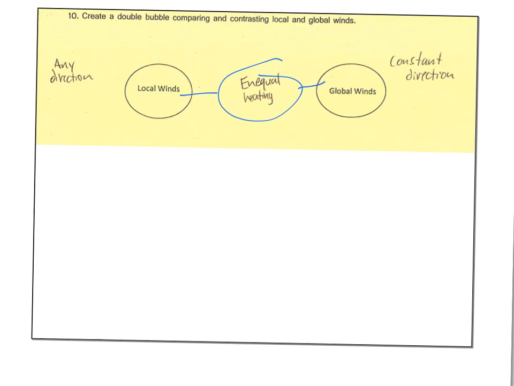The biggest difference is that global winds blow in a constant direction, whereas local winds, depending on the area of unequal heating, can blow in a variety of directions.